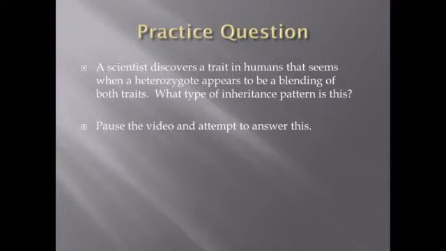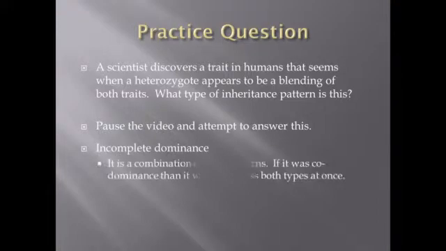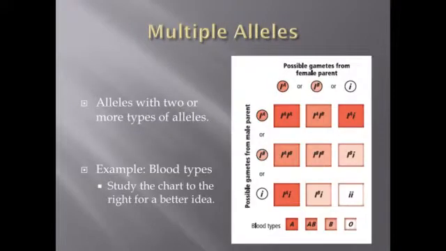Okay, so hopefully you paused the video and attempted to answer it. The answer is incomplete dominance, because we have a situation where the heterozygotes have a blending of both traits, which means they've combined both traits together. Now, if I had said that they're showing both traits, then it would have been codominance. So if both traits are appearing, it's codominance. If it's a blending of both traits, it's incomplete dominance. And that's just what I said right there. Hopefully that helped with the PowerPoint.